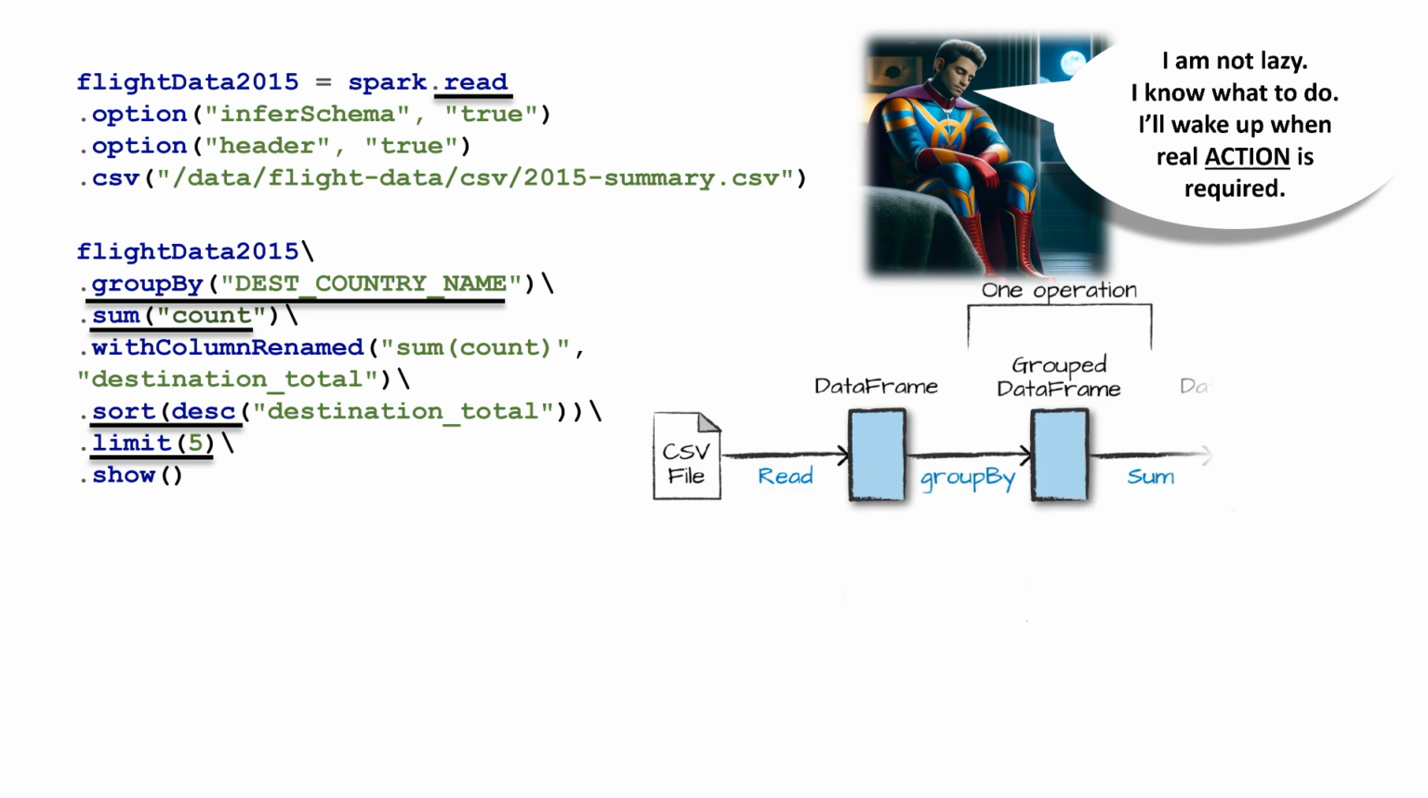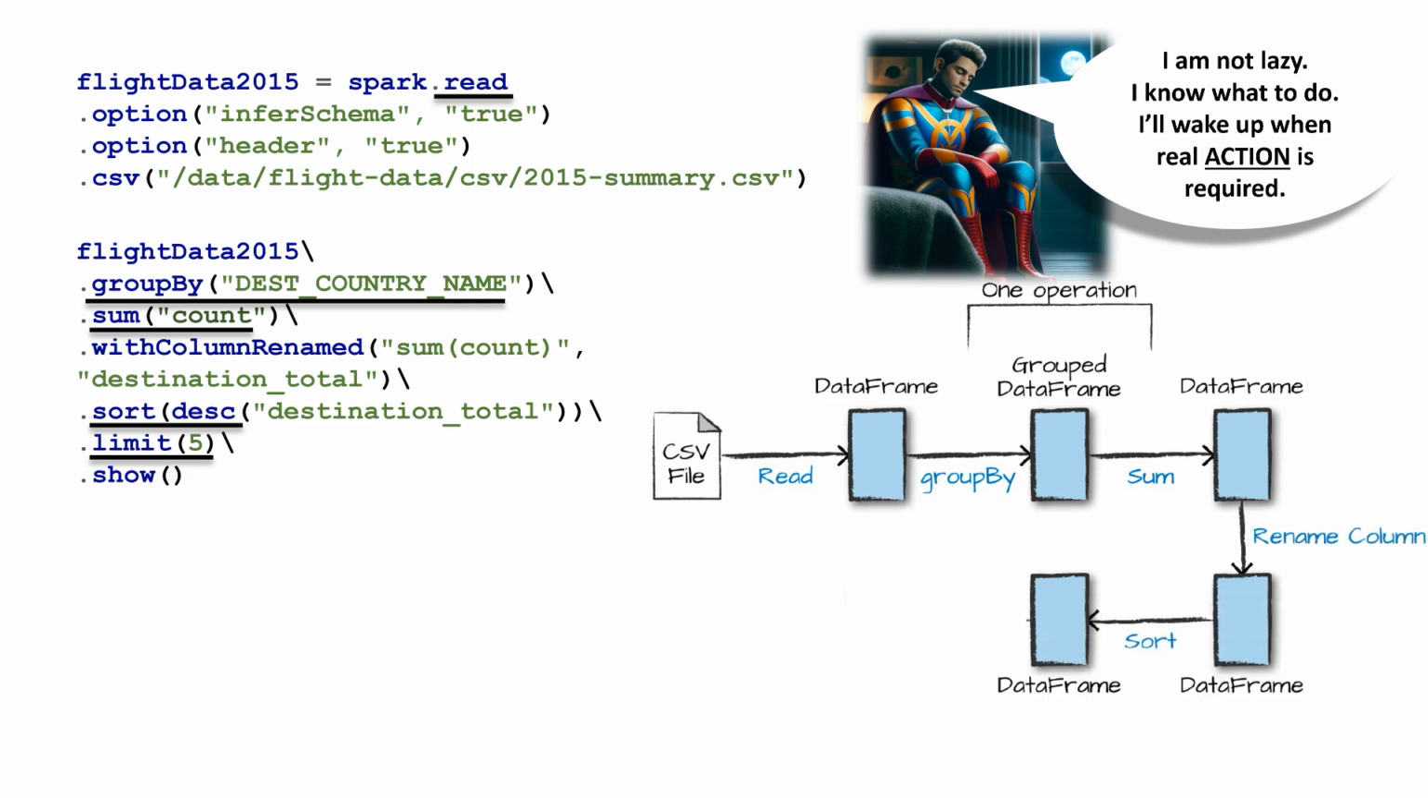lineage graph. When you run a group by and do the sum, similarly, it doesn't do anything. It is still sleeping and taking that alert sleep. Remember, when you sort it in descending order, it is still sleeping. And when you do a limit of 5 to find those top 5 countries, it is still sleeping and observing the whole lineage. And it is waiting for that action. And here show is that particular action.